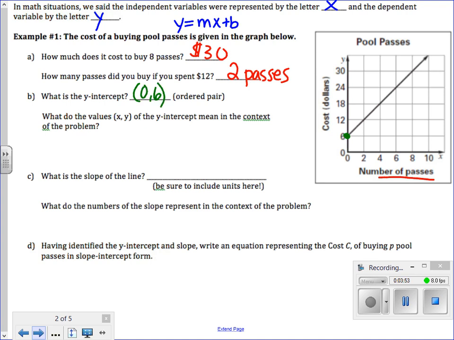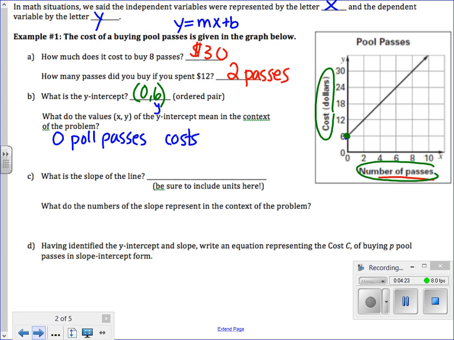They want us to interpret in context what that y-intercept means. Now, when they ask you to interpret something in context, that means you need to talk about the number of pool passes and the cost of pool passes. Well, 0 is the x value. 0 means that you had bought 0 pool passes. So 0 pool passes cost $6. That's where the 6 from that y value comes from. So it costs you $6 even if you buy no pool passes.